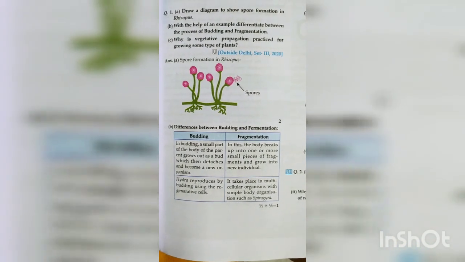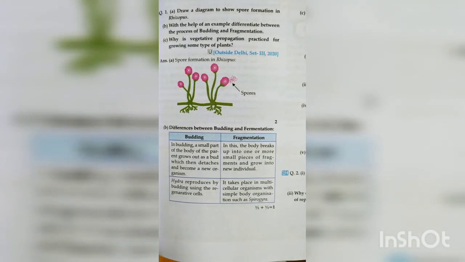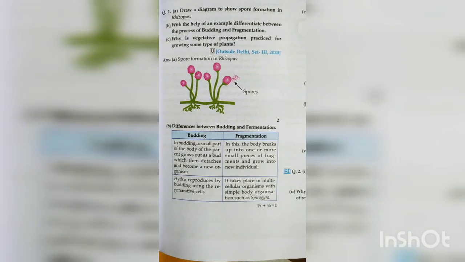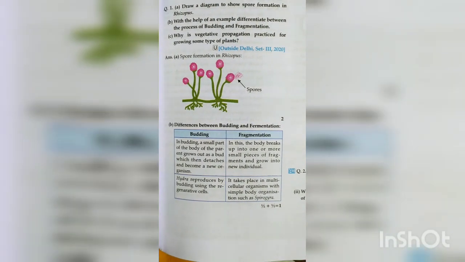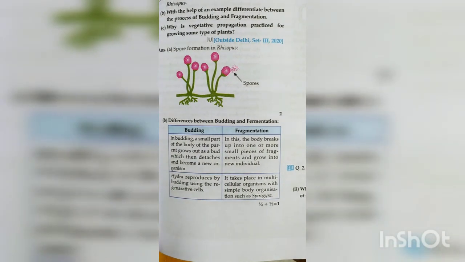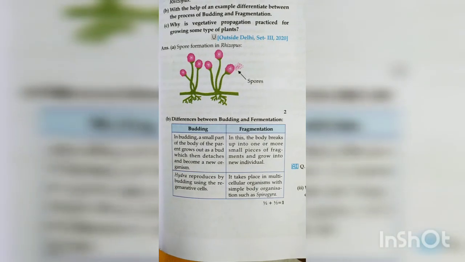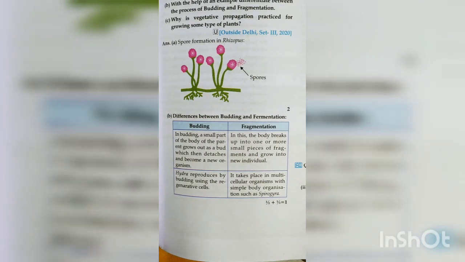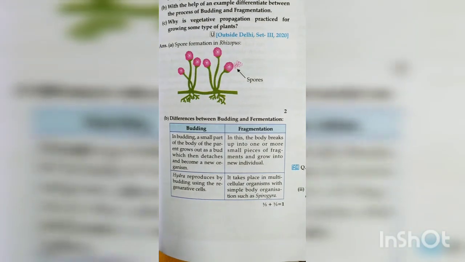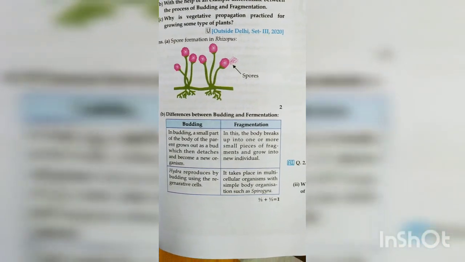Now talking about the next question, that is, with the help of an example, differentiate between the process of budding and fragmentation. So again we need to draw the table and write the points. Now, differences between budding and fragmentation. Talking about budding, in budding a small part of the body of the parent grows out as a bud, and then it detaches and becomes a new organism, or a separate organism, on maturing.